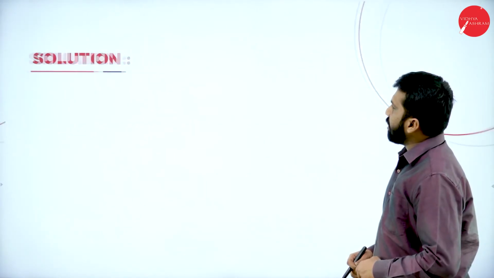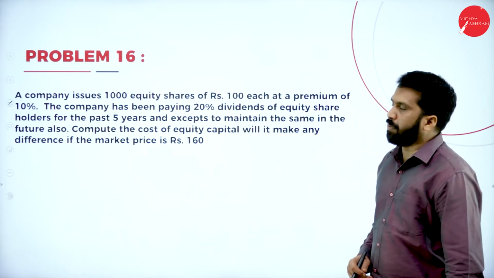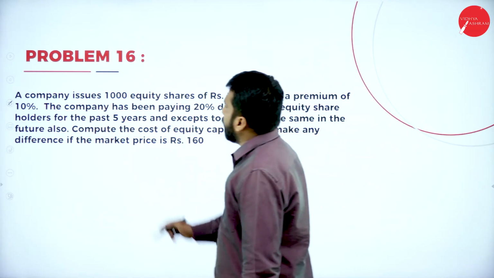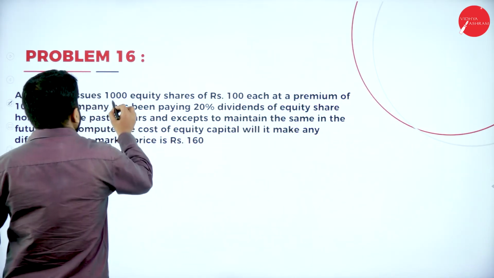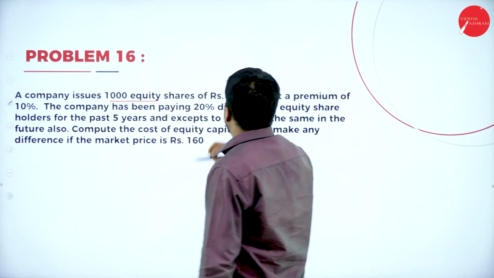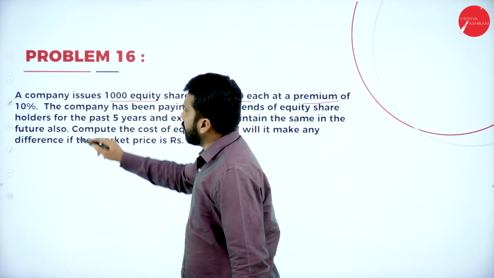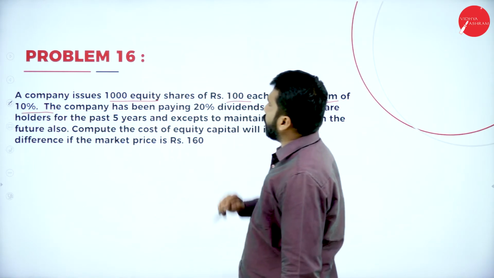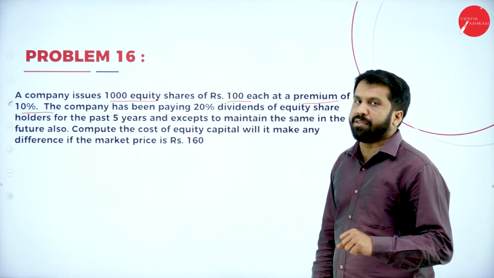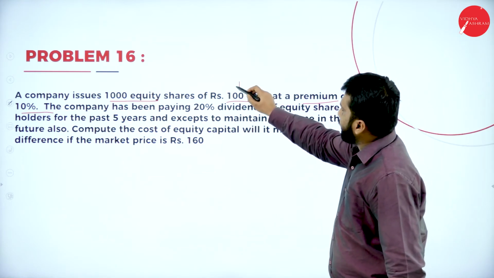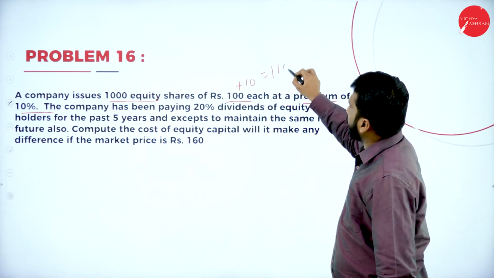Problem number 16 we have. We'll work out problem number 16. Now, a company issues 1000 equity shares of rupees 100 each at a premium of 10%. That means 100 plus 10, it will be 110.